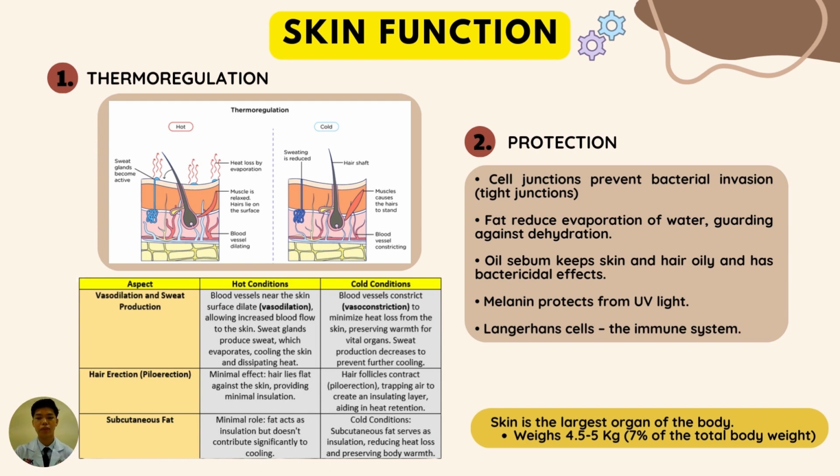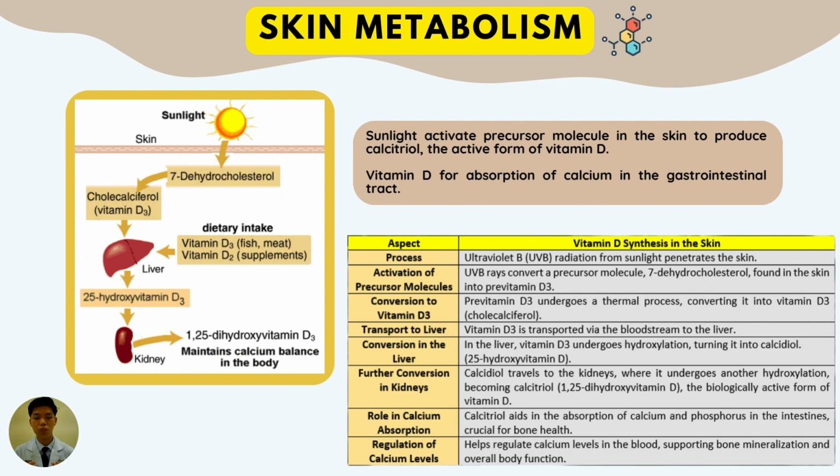So, we will move to the third part, which is the skin metabolism or biochemical processes occurring in the skin. I'll choose the topic of vitamin D synthesis. Sunlight activates precursor molecules in the skin to produce calcitriol, the active form of vitamin D. Vitamin D is for absorption of calcium in the gastrointestinal tract or GI tract.